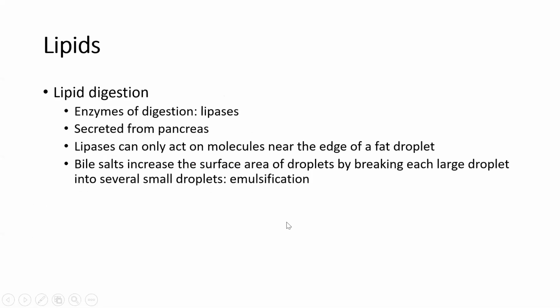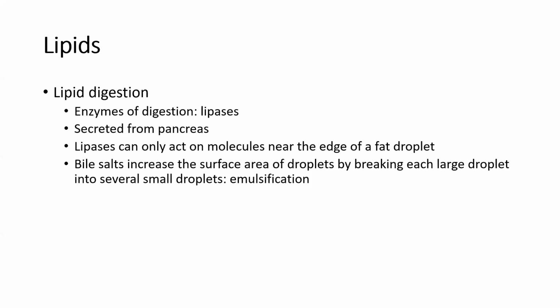So with the help of lipases, lipases are being released from the pancreas, again, another component of the pancreatic digestive juices. So think about all those pancreatic protein enzymes, as well as some of the fat enzymes. All of that is mixed together in that pancreatic juice that's released into the duodenum. And then lipase can only break down smaller fat droplets. So they can only act on the fat molecules that are near the periphery or the edge of that fat droplet. This is where bile salts come into play.